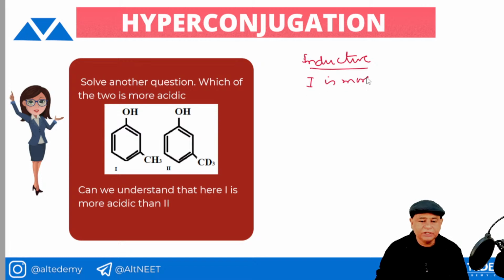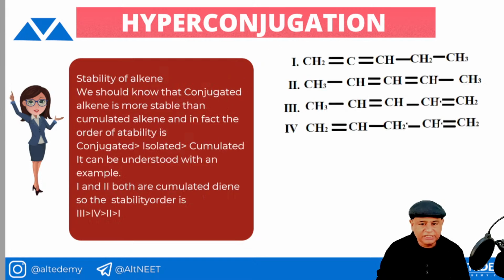Why is one more acidic? Because, considering the phenoxide ion, CH3 will be pushing the electron less in comparison to CD3. So the plus I effect of CD3 is more than that of CH3. With a positive inductive effect, it will obviously lead to less stability, because a substance having a plus I effect pushes electrons, and the concentration of electrons will be more, leading to less stability. So that is the reason.